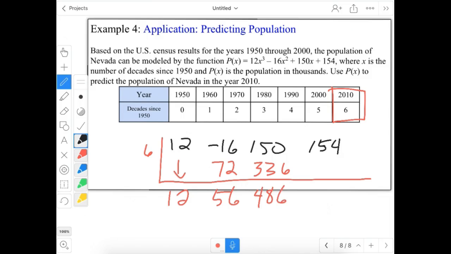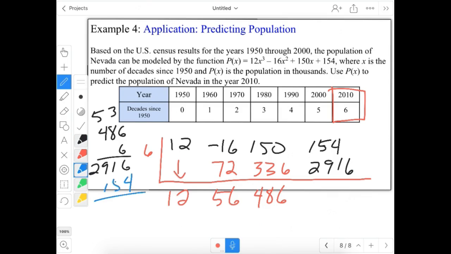Now I'm going to have to use some longhand. 486 times 6, we get 2916. Let's add 154. So that gives us 3070.